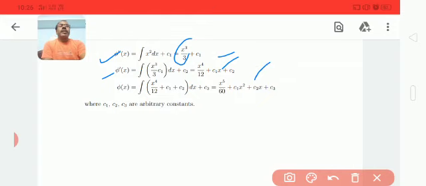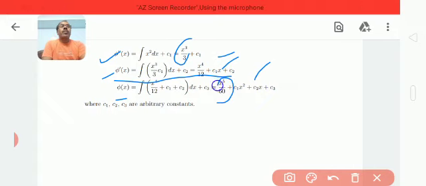Again integrating this above equation to get function phi. So integration of x cube upon 12 is, it is not x cube, x to the power 4. Integration of x to the power 4 is x to the power 5 upon 5, and that is simply x to the power 5 upon 60 plus integration of c1x.